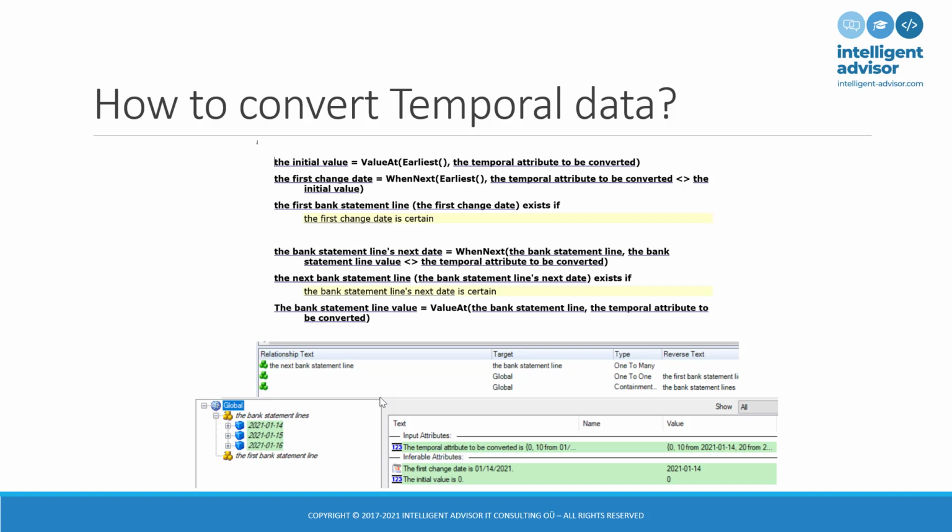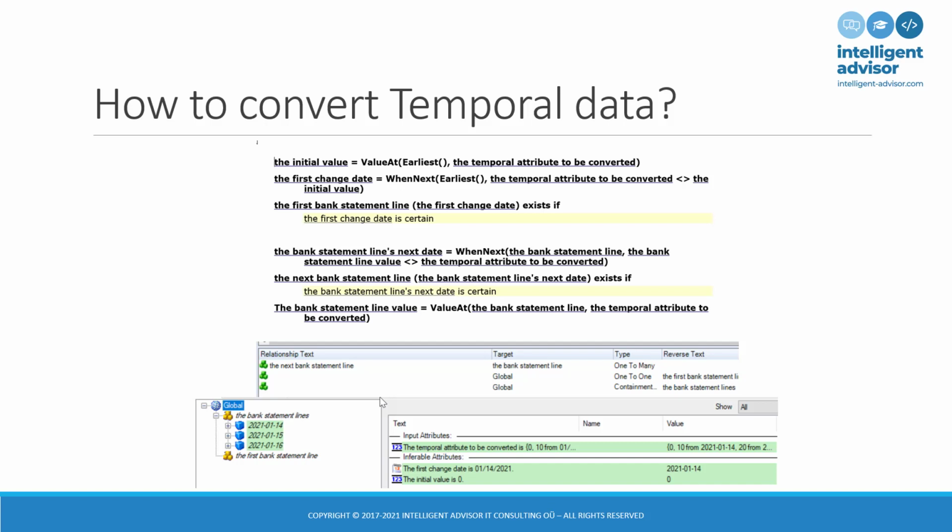Now looking at the rules, the first part should be fairly obvious. The initial value just looks at the temporal attribute that you want to be converted and finds the earliest value. So that's going to be the first line, the first entity instance. And then the first change date is when, starting at the earliest, the temporal attribute value has changed. So if my temporal attribute has 5 values, the initial value will be the first value, and the first change date will be the first date at which that value changes. The third line creates the first entity instance.